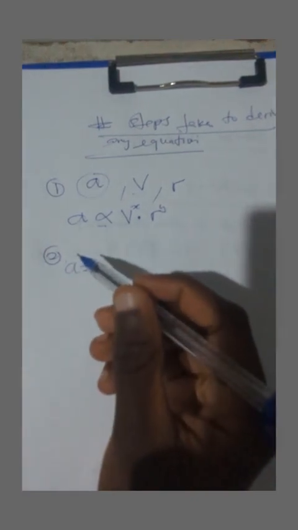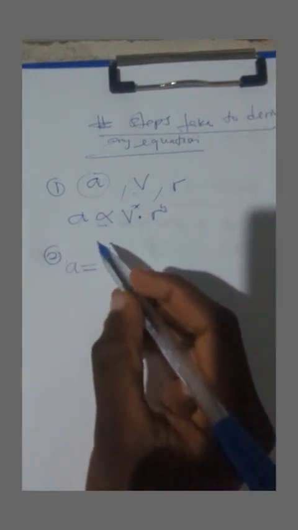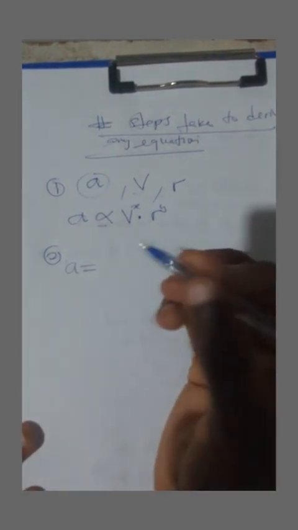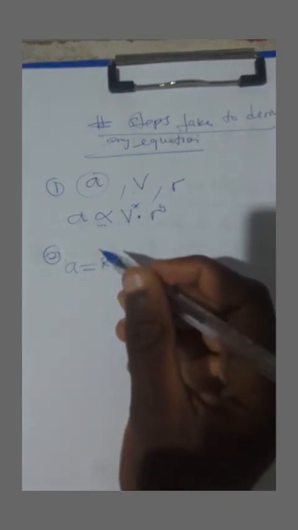Each quantity will be placed with a letter of choice as its power. You can even use small letters a, b; for instance, here I will just use x and y, raising v and r to the power of x and y. Then step two: replace the proportionality symbol with an equal sign. So we're going to say a is equal to. If you replace this symbol with an equal sign, instantly you need to introduce a constant k.